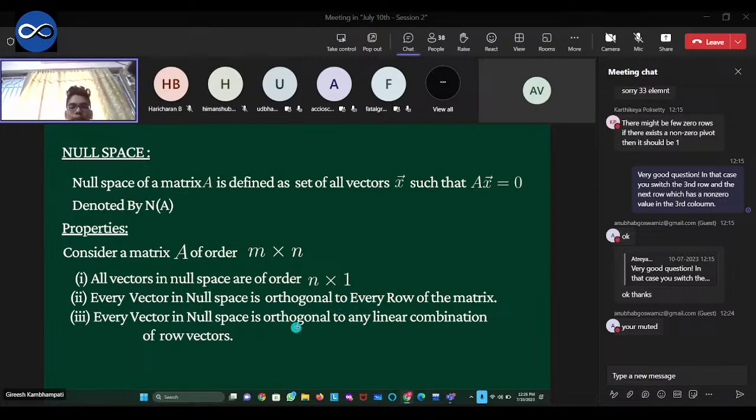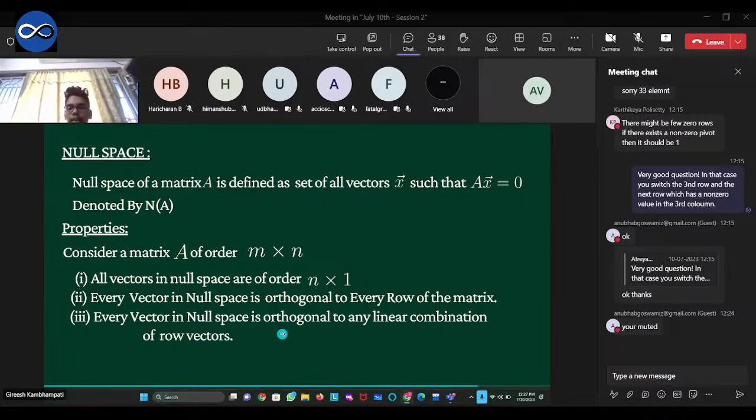R1 and R2 are rows of the matrix. Consider any linear combination of R1 and R2, like R1 plus R2. If the vector x bar in the null space is orthogonal to R1 and R2, it will be orthogonal to any linear combination like A R1 bar plus B R2 bar. If the dot product of x with R1 is 0 and with R2 is 0, then x dotted with lambda R1 plus mu R2 will be 0. So x will be perpendicular to any linear combination of the rows in the given matrix.